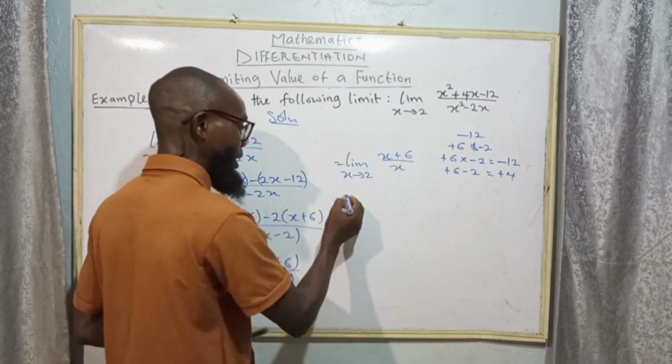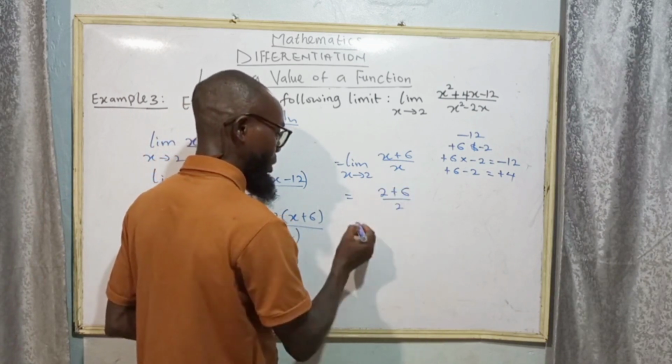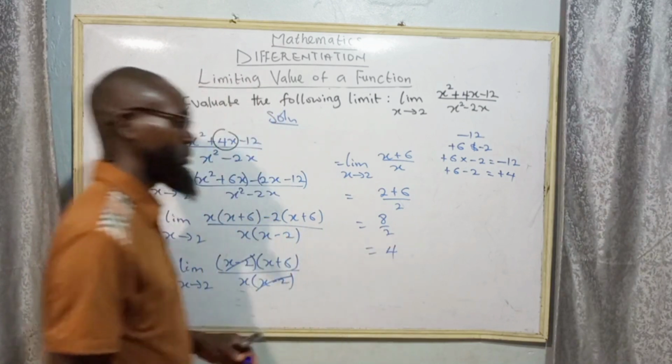So let us now introduce our 2 here. We have 2 plus 6 divided by 2. So 2 plus 6 is 8, divided by 2 gives 4.